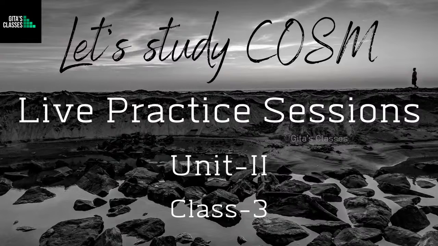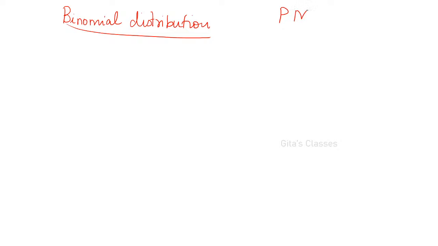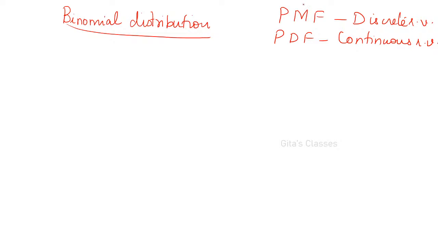Shall we start? Today's topic is binomial distribution. In discrete distributions, we have the binomial distribution. Already you have studied the binomial theorem. In the previous class, we saw that PMF, the probability mass function, is for a discrete random variable, and we defined the probability density function for a continuous random variable.